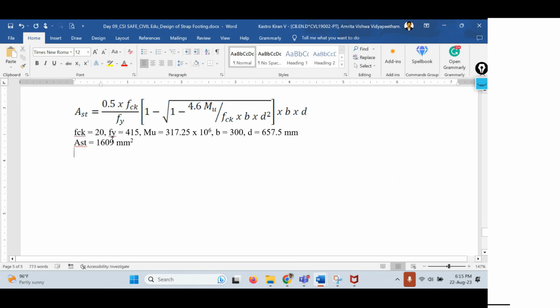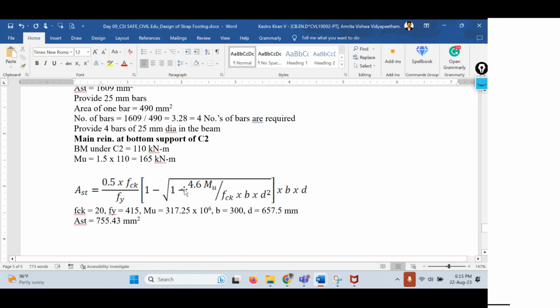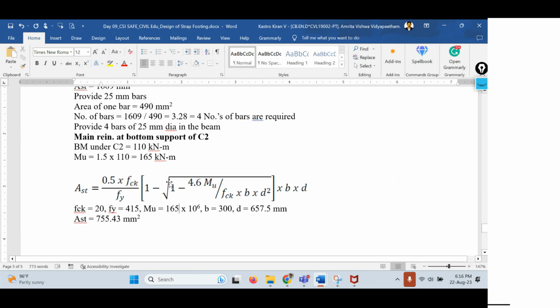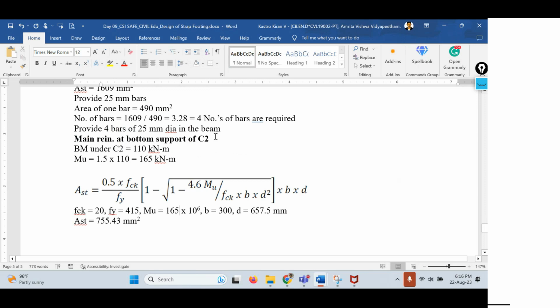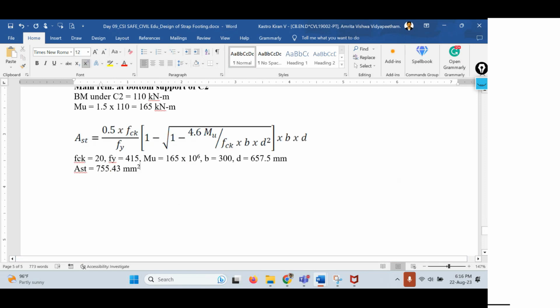Right. So if you solve this one, we are going to get the AST value that will be 755.43. And here Mu gets changed, which will be 165. Right. So this is how we are going to calculate the area of steel under column 2.